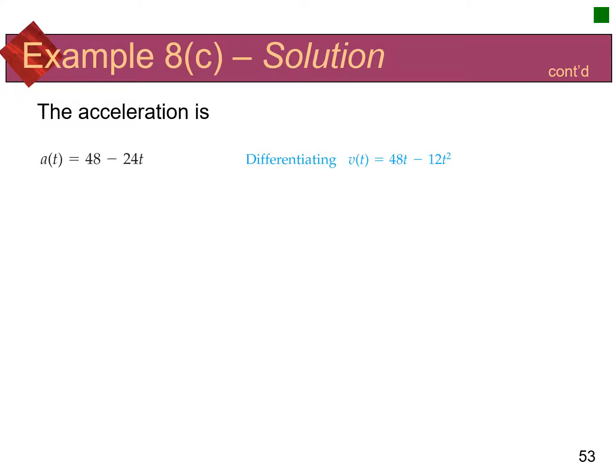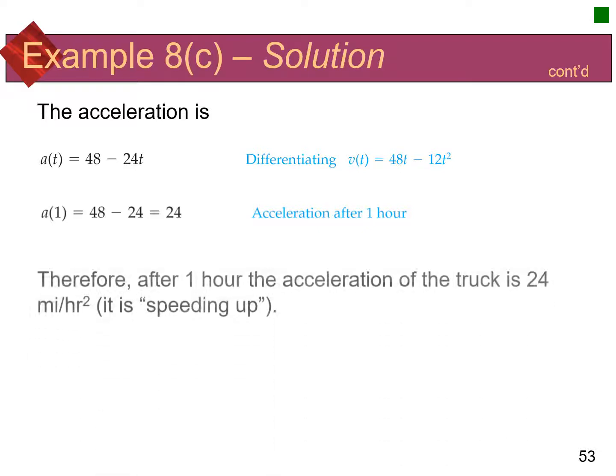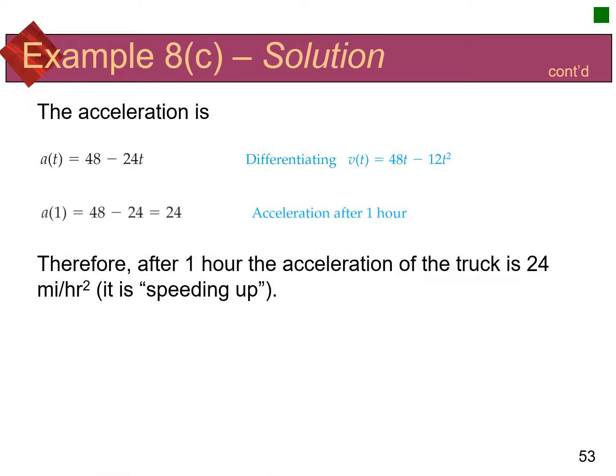The acceleration would be the second derivative, or the derivative of the velocity function. So the acceleration function would be 48 minus 24t. I plug 1 in, I get 24, which means at 1 hour, its speed is increasing at 24 miles per hour squared. So it's speeding up, its velocity is getting greater at that point. We know it's probably eastward, and it's getting greater.